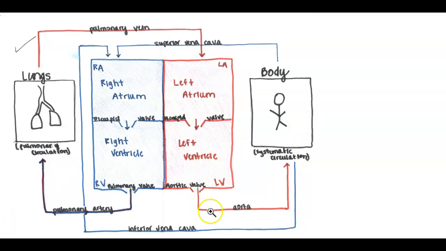So the large vessel off of the left ventricle is called the aorta. It's about an inch wide. If you rupture the aorta, you tend not to survive. So the aorta takes the blood away from the heart, eventually branching out into different branches, with the very first branch actually being to the heart itself.